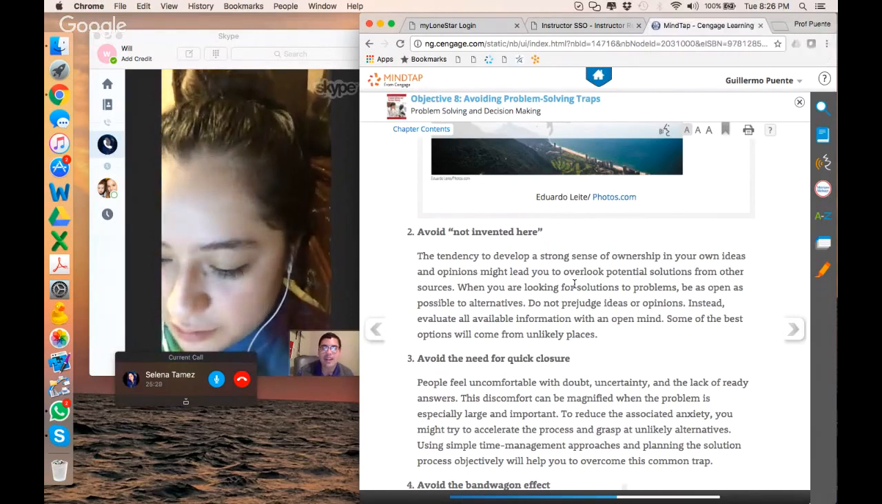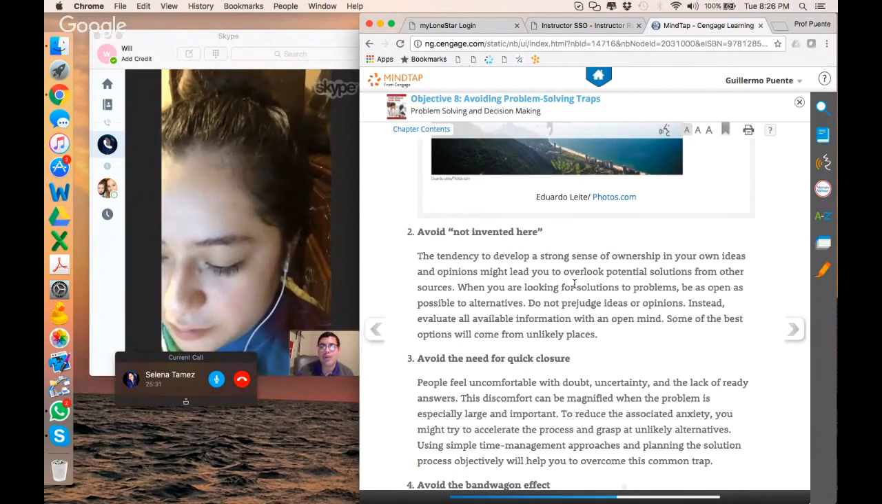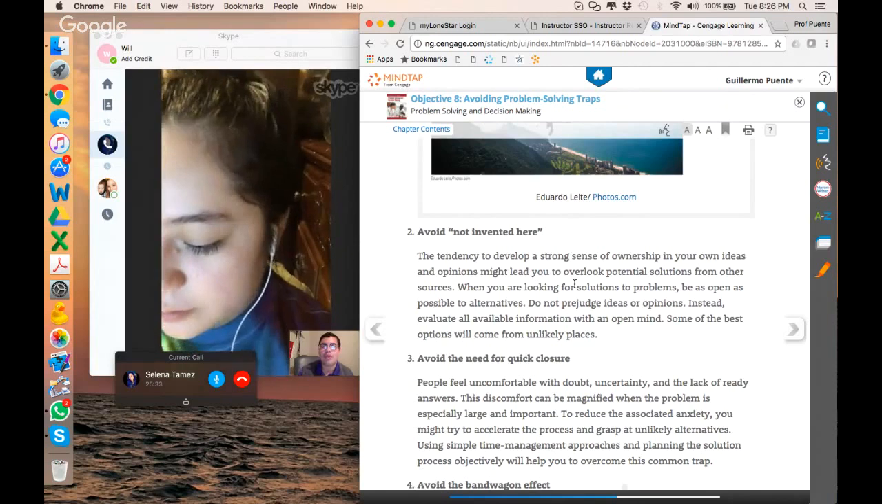And avoid not invented here. The tendency to develop a strong sense of ownership in your own ideas and opinions might lead you to overlook potential solutions from other sources. So what does that mean?